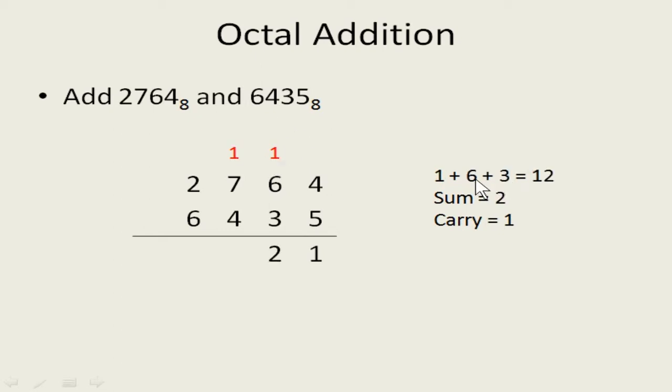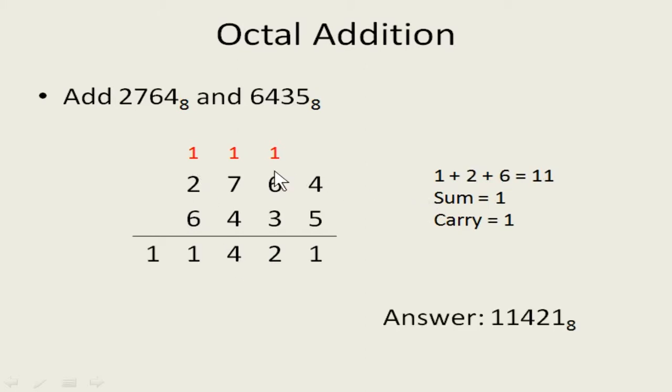Next, you got three numbers: 1 plus 6 plus 3. So 1 plus 6 is 7. Then 7 plus 3 is 12. The reason is after 7 you got 10, 11 and 12. So you got 2 as sum and 1 as carry. Write 2 down and carry over 1 to the next digit. Again you have 3 numbers. 1 plus 7 is 10. 10 plus 4 is 14. So you write 4 down, that is the sum, and carry 1 to the next digit.